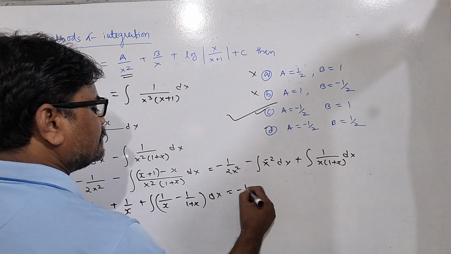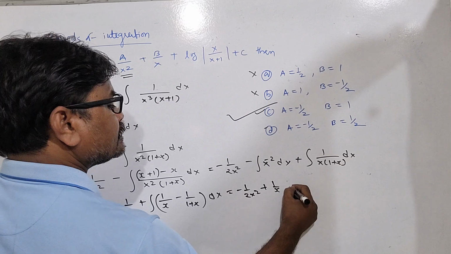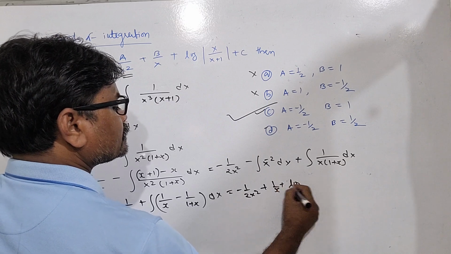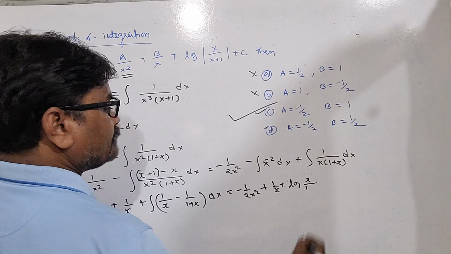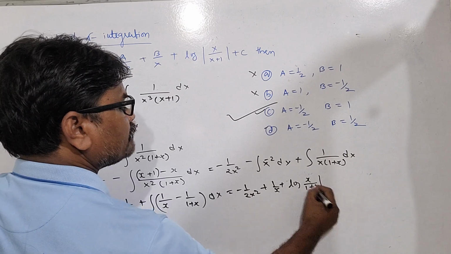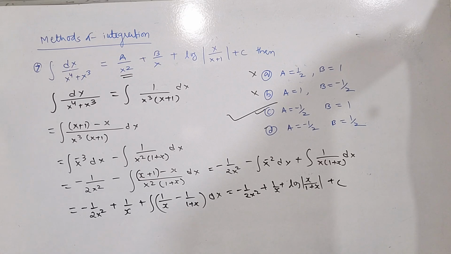So this is minus 1 upon 2x square plus 1 upon x, and this is log of x divided by 1 plus x. I have also applied the property of log, and of course plus c. I hope that this problem can be understood very easily. No problem with that. Let's see more examples.